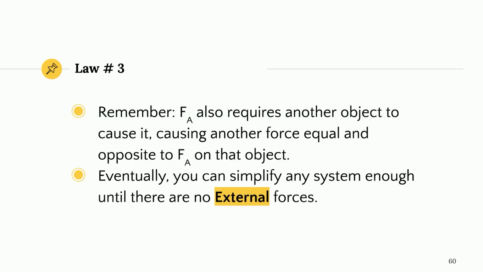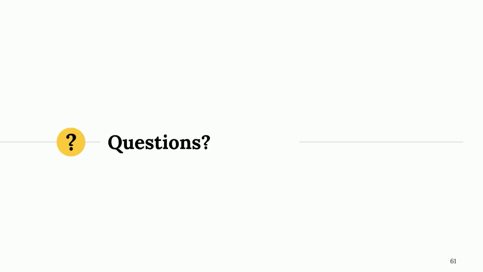Also remember, F of A also requires another object to cause it, causing another force equal and opposite to F of A on that object. So if a person is pulling the blocks and that is F of A, whoever's pulling it also has a force exerted on them by the blocks. Eventually, you could simplify any system enough until there are no external forces. Honestly, in the case of reality, it's probably just the universe. But if you want to make things simple, you can think of things like the Earth or the Earth-Moon system or the solar system or the galaxy. Either way, eventually you get up to the universe, which is no external forces. Questions?